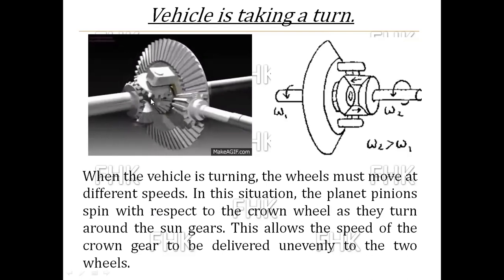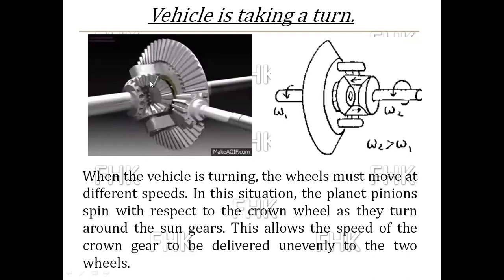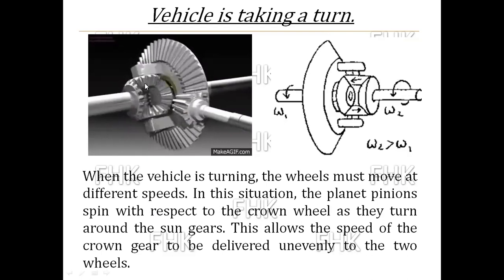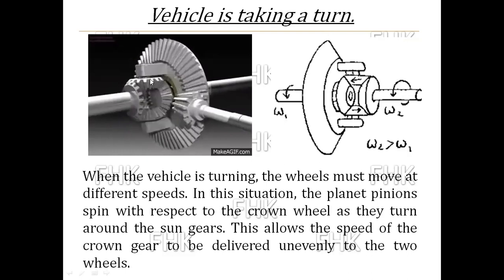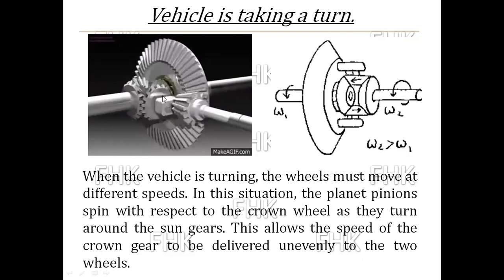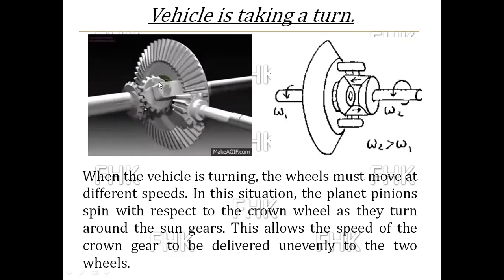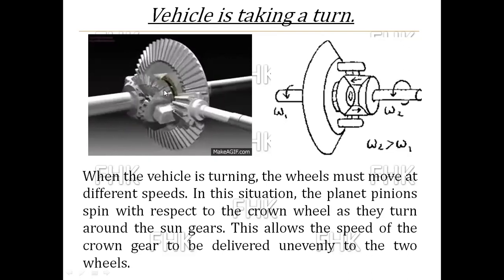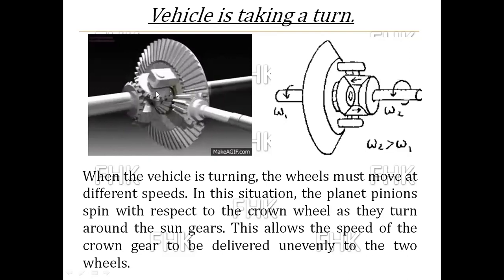See here, these two are the planet pinions. So while taking the turn, this planet pinion is also spinning about its pivot point. That is the difference. And why is it spinning? Because this planet pinion is stationary and the crown wheel is rotating. So along with the crown wheel, this is stationary and this is rotating.